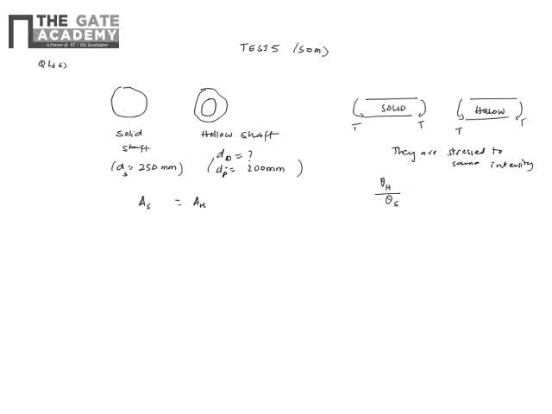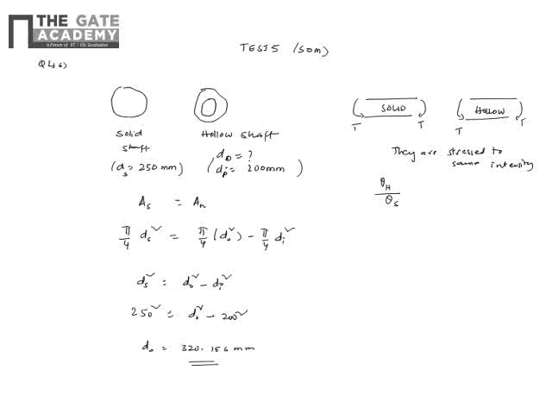First, the area of cross section is the same. Because it's circular, pi by 4 ds whole square is the area of cross section of the solid shaft. For the hollow, it's just the big cylinder minus the small one, so pi by 4 into d naught square minus di whole square. So ds square is d naught square minus di whole square. So 250 whole square is d naught square minus 200 whole square. When I calculate this with a calculator, the value comes out closer to 320.156 mm. This is the diameter of the hollow shaft, which we have just got from the area of cross section balance, because that is what is given.